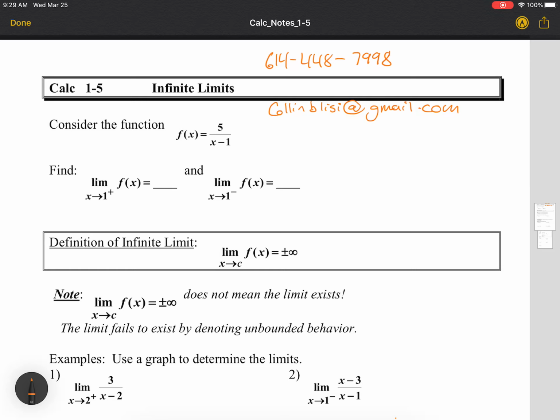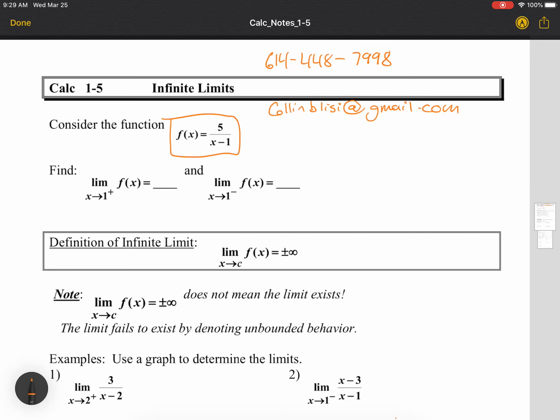Okay, so diving in today, we're talking about infinite limits. Remember again, when we start getting infinite limits, that means it doesn't exist. Now we're going to start combining the last two, 1.3 and 1.4, to get our 1.5 section. So finding the limit as x approaches 1 from the positive side of the function f of x.